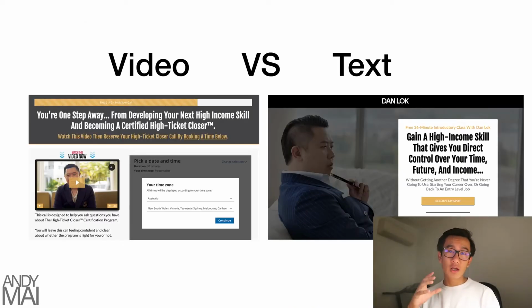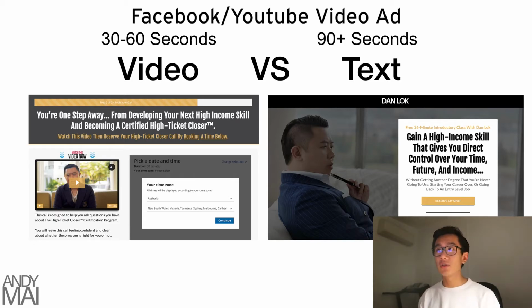Now a lot of people ask, should we just have a landing page that's filled with text, or should we have a landing page with a video? My answer to that is, if you have a YouTube or Facebook video ad that's running to cold traffic or warm retargeted traffic, if the ad was 30 to 60 seconds long, I'd recommend using a video, and if the ad was over 90 seconds long, use text.